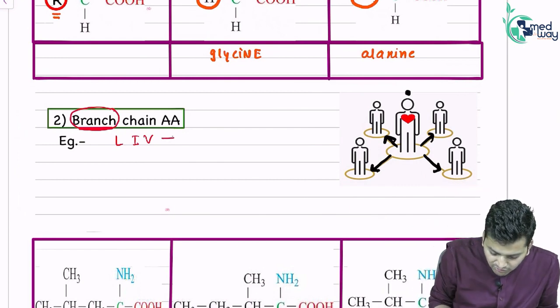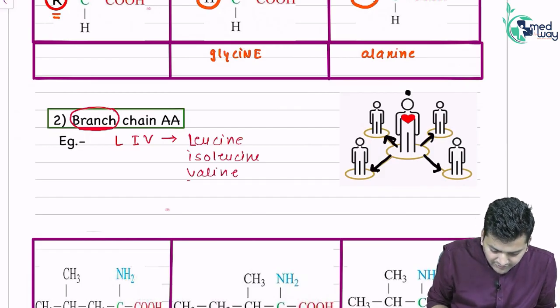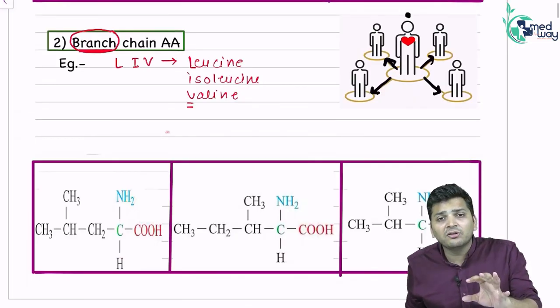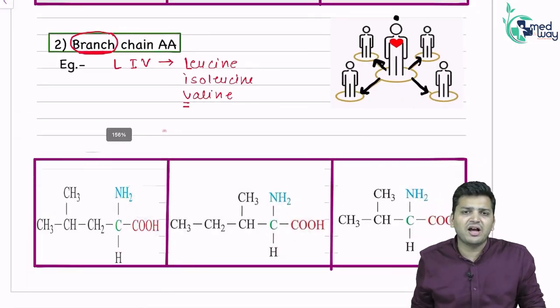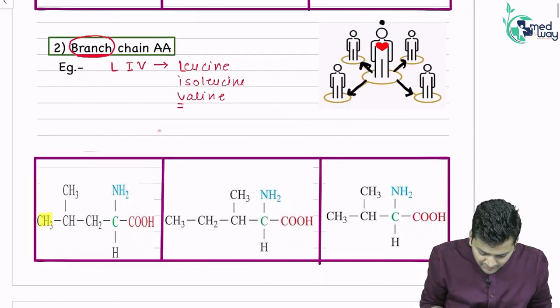The live stands for leucine, isoleucine, and valine. And what is the meaning of this branch chain amino acid? That the R group is replaced by a branch carbon chain. Here you can see, this is a branch carbon chain instead of R group.